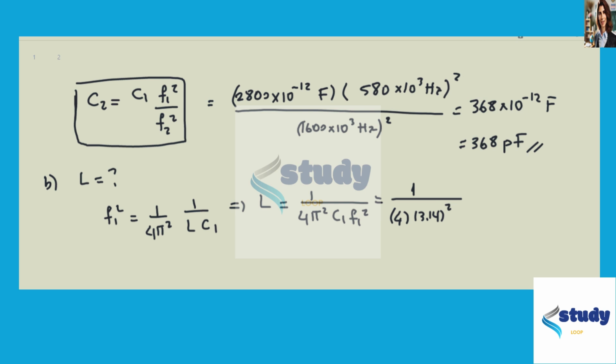3.14 squared times C1, which was 2800 times 10 to the power negative 12 farads, and F1 is 580 times 10 to the power 3 hertz. We're going to take the square of this. Then the inductance is going to be found as 2.7 times 10 to the power of negative 5 henries.